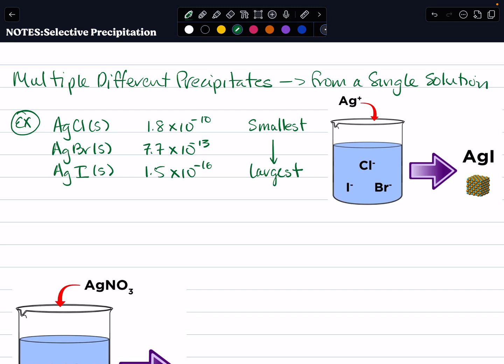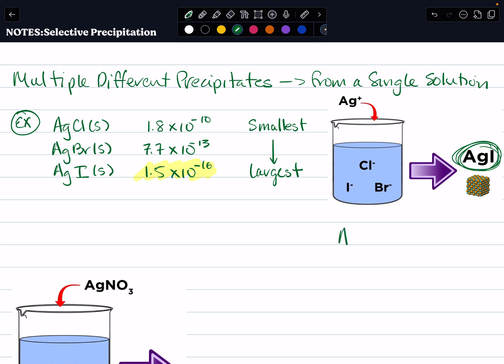So remember, the smaller the KSP value, the less soluble that particular ionic compound is, all right? So in this case, if we look clearly, the silver iodide's KSP is the smallest of these three. All right, so that means that once we start adding in that silver ion, as we increase the concentration of the silver ion in that solution, we're going to reach a point where we've got enough present that the silver iodide precipitate is going to begin to form. And we're going to see the formation of this ionic compound first, all right?